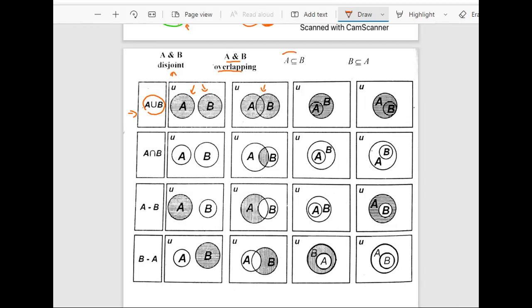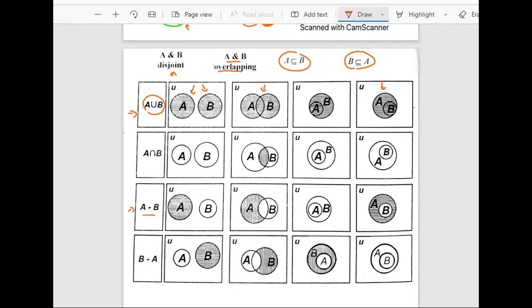If A is a subset of B, this is how it will look, that B is the big set, A is the smaller set, and A union B will have B, okay, because A is inside it. And if we talk about this one, where A is the biggest set and B is the smaller set, A union B will have A, okay? Because A is the biggest set. Is this okay? Yes. Okay. Let's talk about this row now.